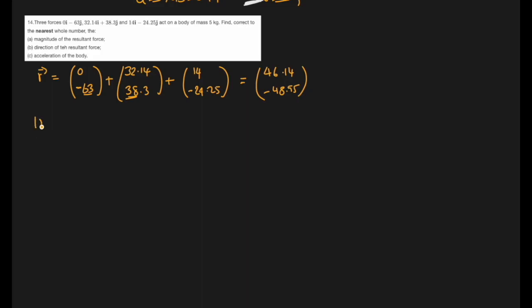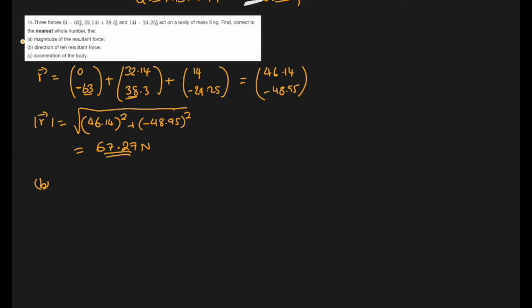And now we have to find the magnitude of this resultant force, which will be the square root of 46.14 squared plus minus 48.95 squared. It comes out to be 67.26827. We can write 67 newtons. This is the magnitude of the resultant force.